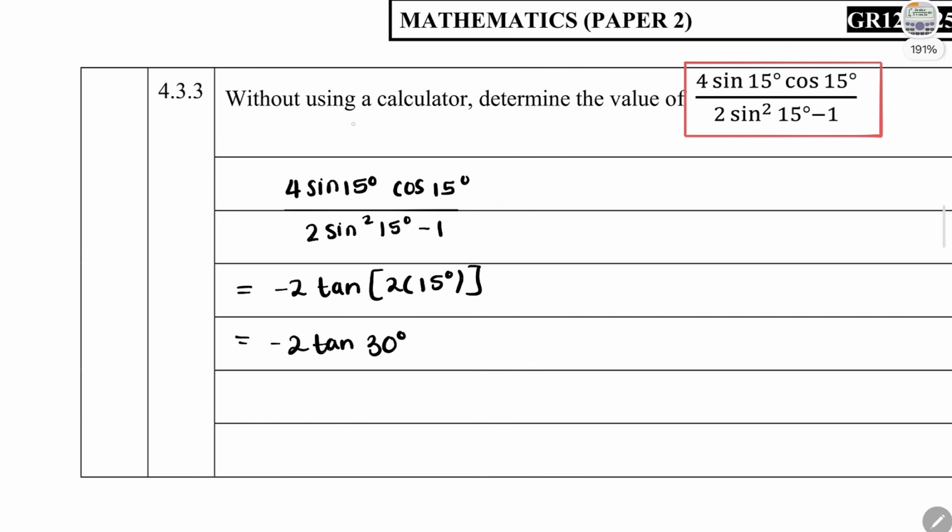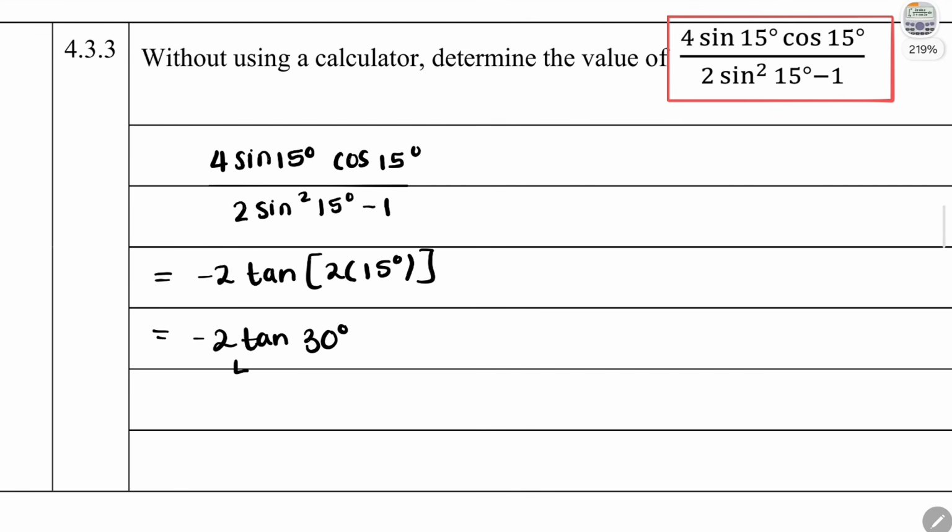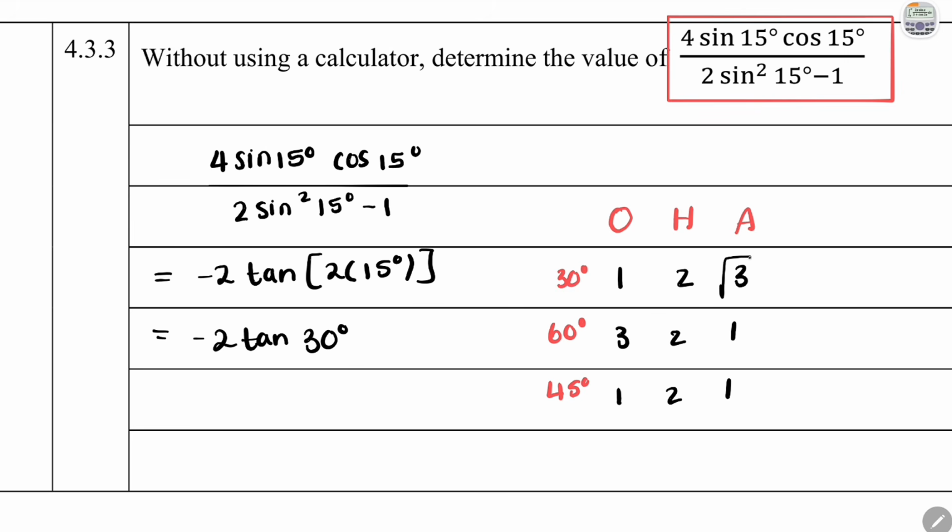Okay, so they did say do not use a calculator. So we would have to simplify tan of 30 degrees, using the circle or the triangles, or you could just use the OHA rule. So OHA stands for opposite, hypotenuse, and adjacent. The angles we'll put here are 30 degrees, 60 degrees, and 45 degrees. And then our numbers: 1, 2, 3, 3, 2, 1, and 1, 2, 1. In each row, square root the biggest number. So that's the square root of 3, the square root of 3 here, and the square root of 2.